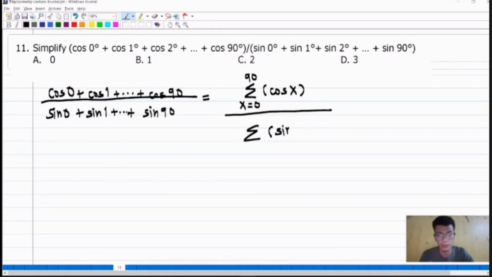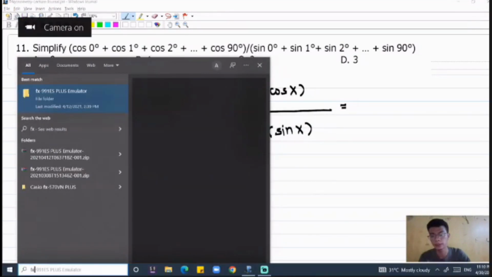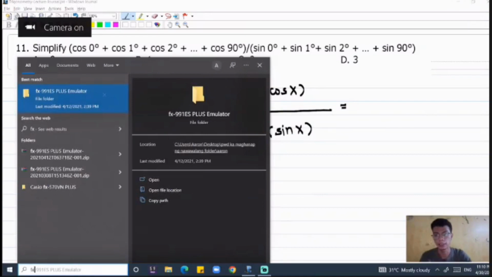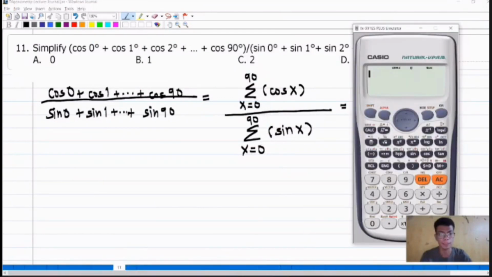Ganun din dito sa baba, sa denominator. Magkakaroon din ulit tayo dito ng summation of sin x na kung saan ang lahat ng sin x ay pag-a-addin ng ating calculator wherein x will be from 0 papunta sa 90. And ano ang magiging result nito? So medyo matagal siya sa ating mga calculator, mas matagal pa sa mismong actual calculator kaysa dito sa simulator. So okay lang, maging patient na lang tayo and huwag tayo kabahan kapag hindi siya mabilis na nilalabas ng calculator.